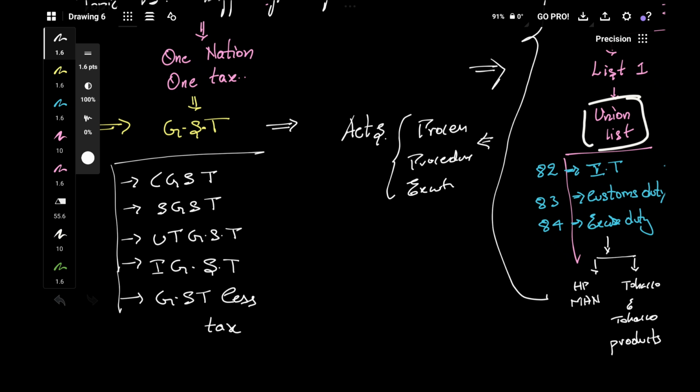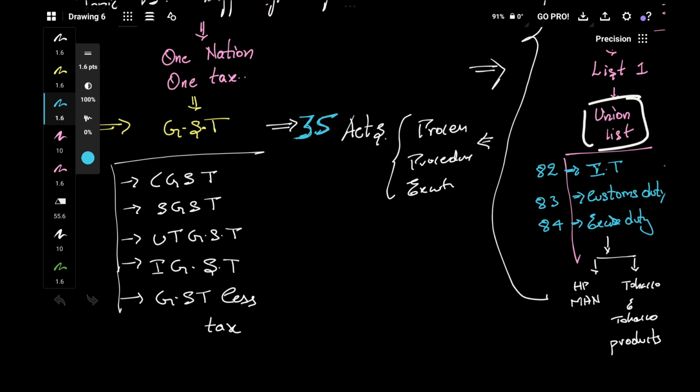So the government, both the central government and state government together, has passed a total of 35 acts regarding GST. Total 35 acts. I'm not kidding, it's the truth. Both the central government and state government together have passed 35 acts in GST. Okay, what are those 35 acts?